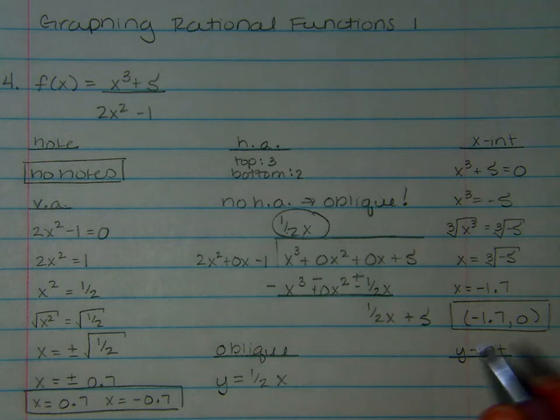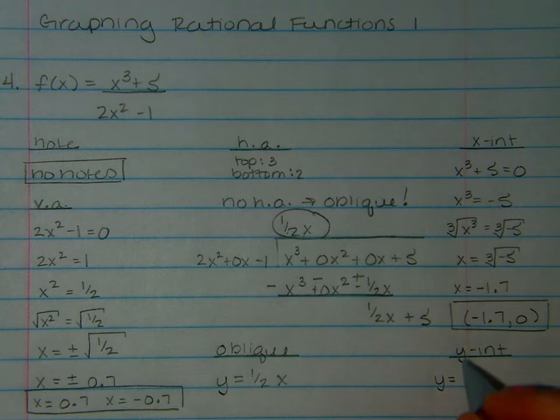All right. So my y-intercept I find by plugging 0 in for x and solving for y. So that's 0 cubed plus 5 over 2 times 0 squared minus 1, and you get 5 over negative 1. And so my y-intercept is negative 5. And remember, that's a coordinate. So it's the coordinate 0, negative 5.